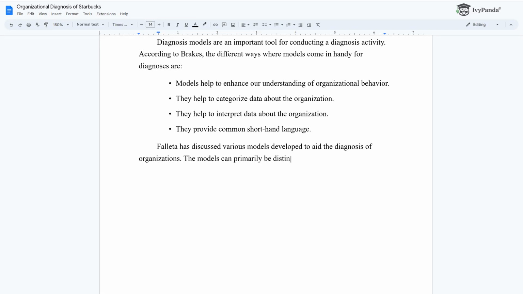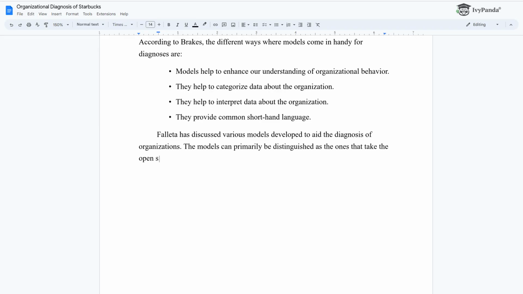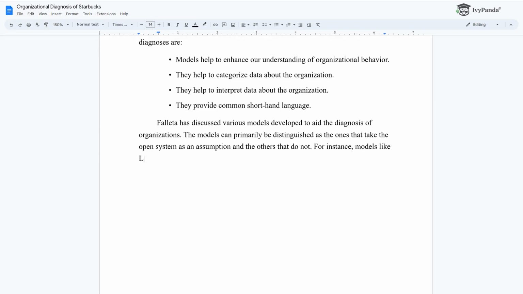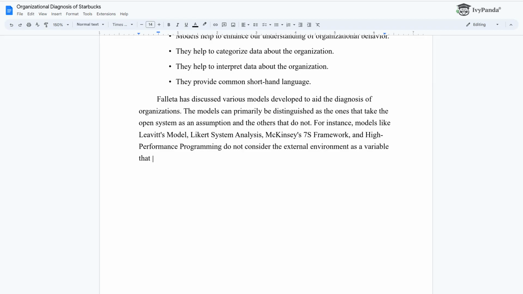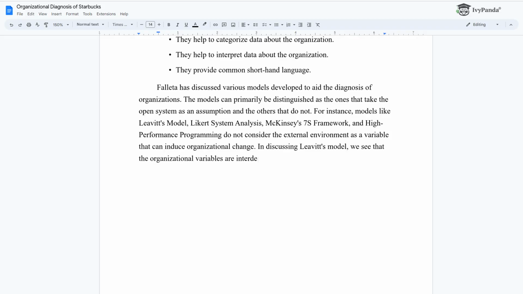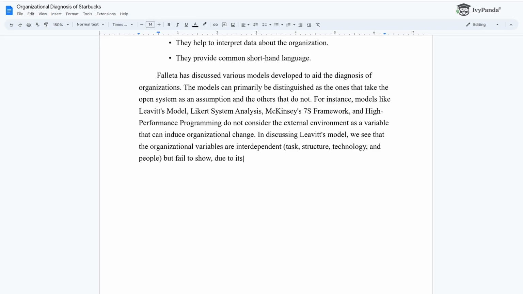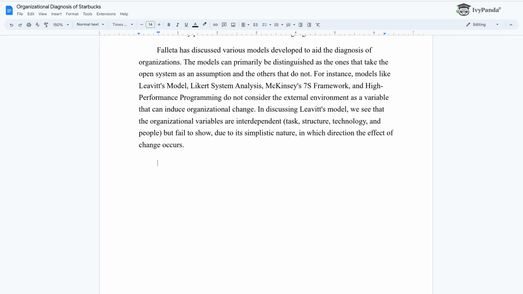The models can primarily be distinguished as the ones that take the open system as an assumption and the others that do not. For instance, models like Leavitt's model, Likert system analysis, McKinsey's 7S framework, and high-performance programming do not consider the external environment as a variable that can induce organizational change. In discussing Leavitt's model, we see that the organizational variables are interdependent: task, structure, technology, and people, but fail to show, due to its simplistic nature, in which direction the effect of change occurs.